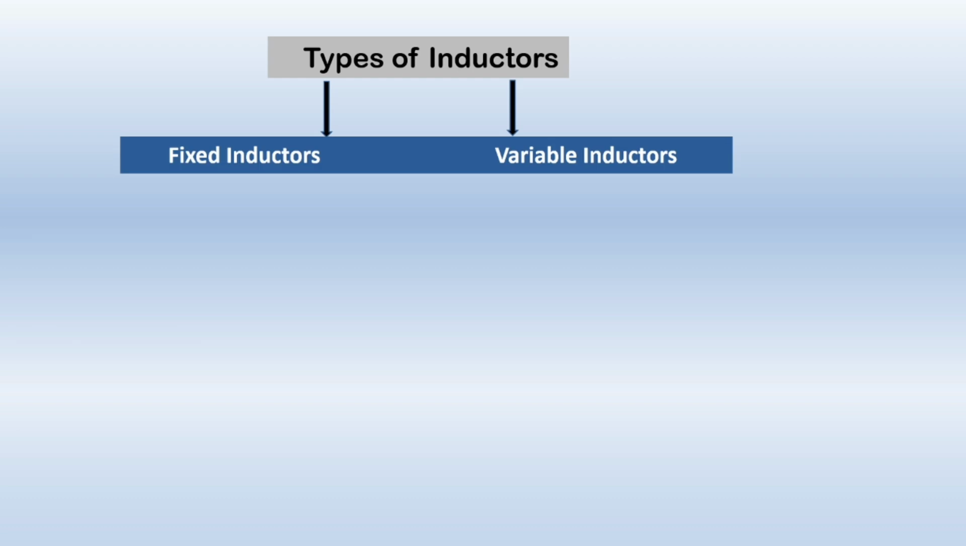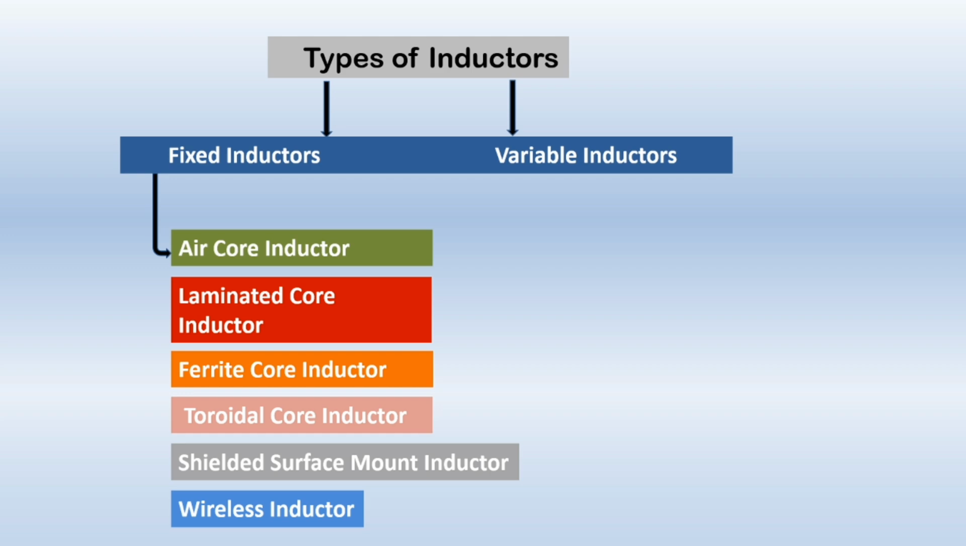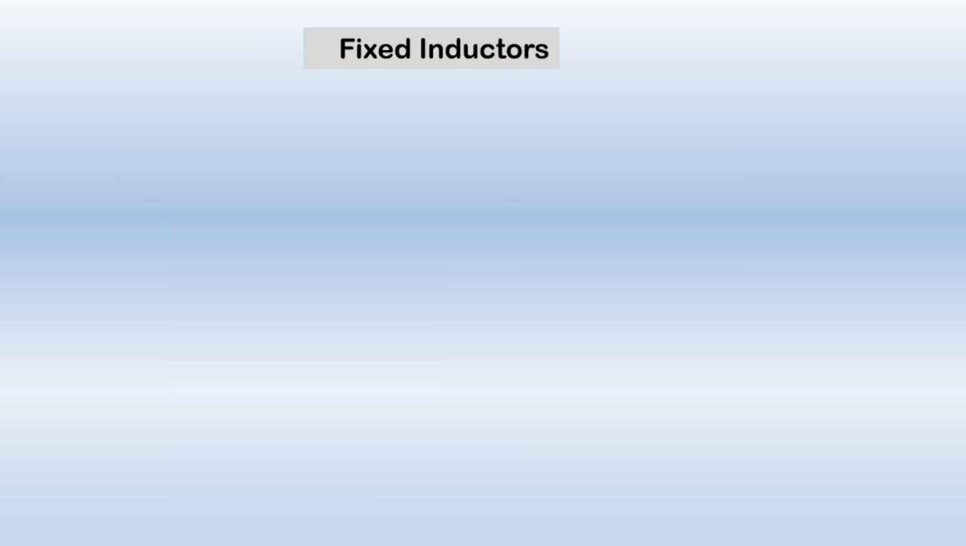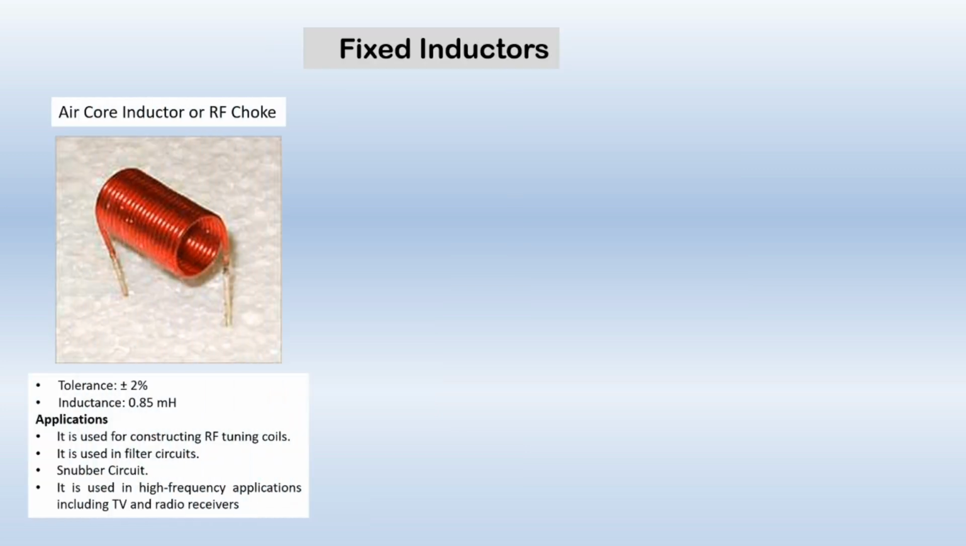So we have two types of inductors, fixed inductor and variable inductor. In fixed inductors, we have air core, laminated core, ferrite core, toroidal core, shielded surface mount inductor, and wireless inductor. In variable inductors, we have the shielded variable inductor. In fixed inductors, first we have the air core inductor, which we also call a radio frequency choke.